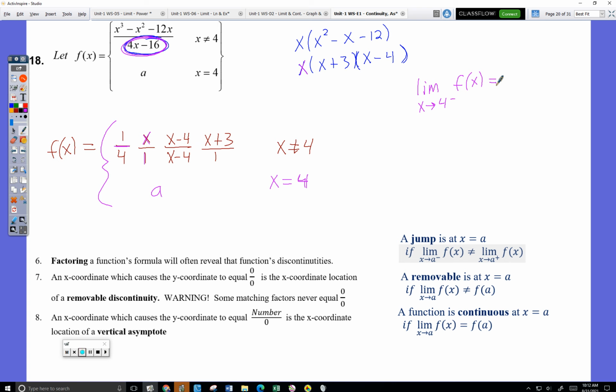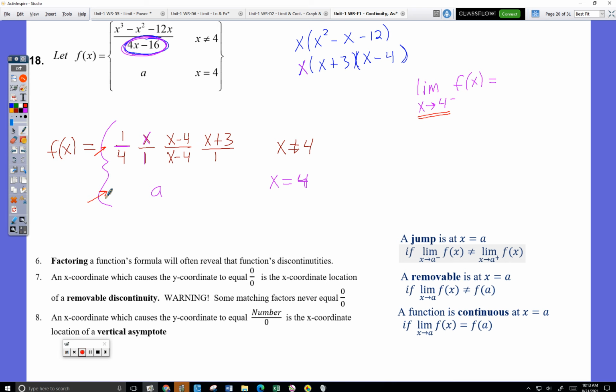Here's how I do it. Say it out loud, please, together as a chorus. To find this limit, when x is slightly less than 4, do I use the top formula or do I use the bottom? Ready? Say it. Top or bottom? Top. Everyone clear? Okay. So I use the top formula.